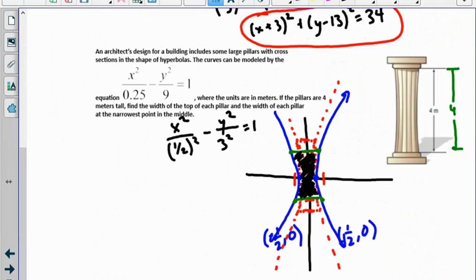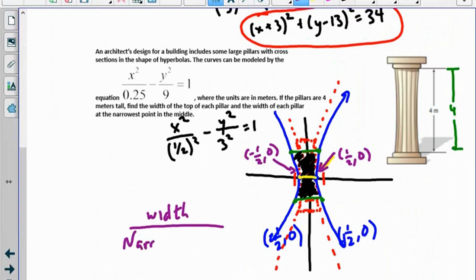So what I need to do here is figure out this distance, because it asks for the distance, the width of each pillar at the narrowest point in the middle. Well, since I had 1/2, 0, and negative 1/2, 0, that distance is pretty simple. It's 1. So the width at the narrowest point is 1 meter.